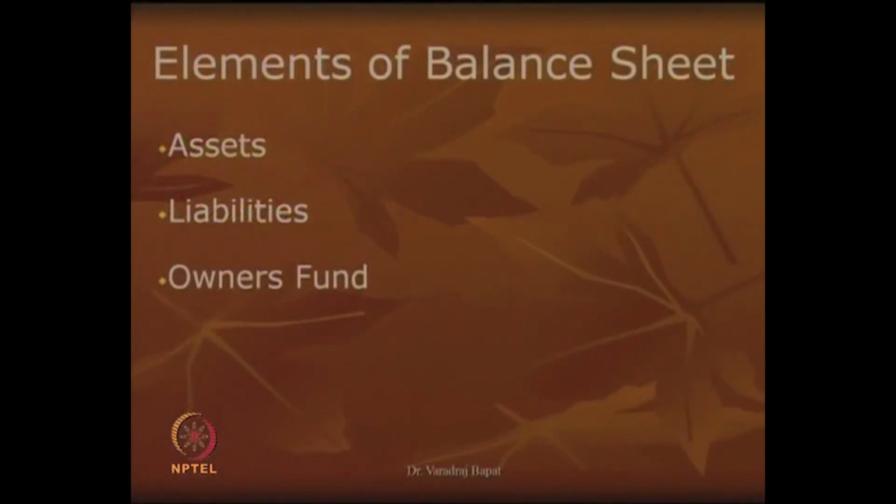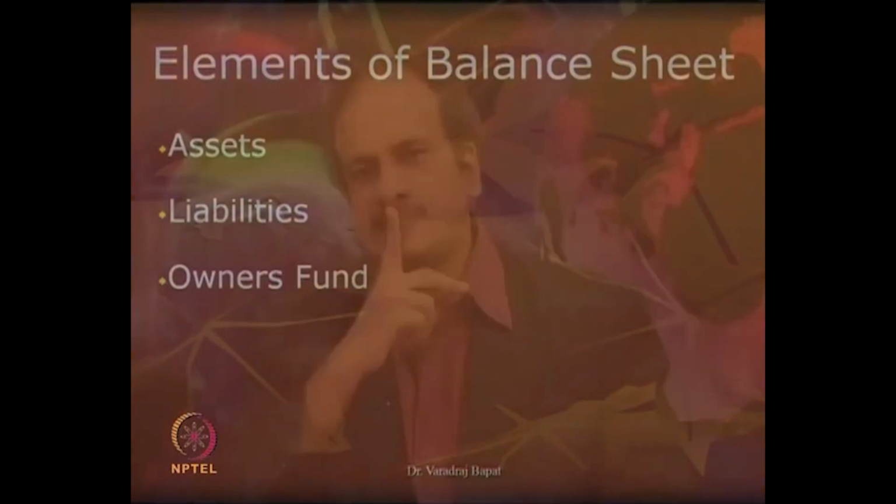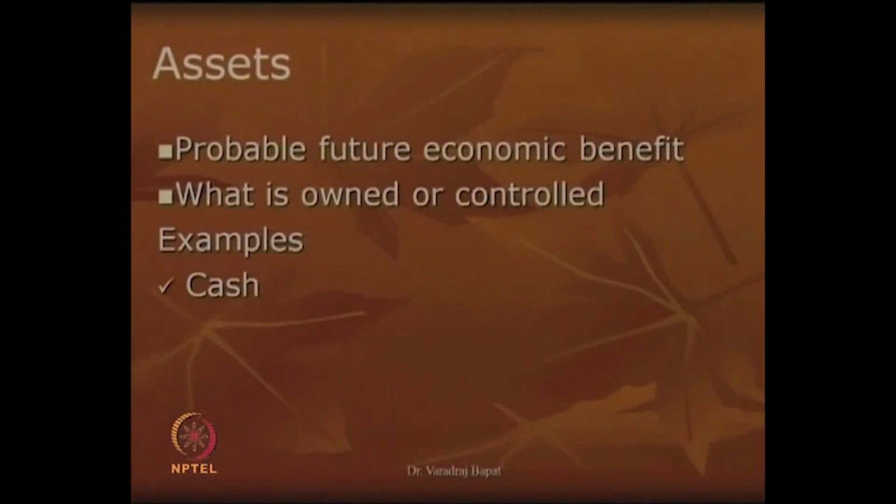Broadly speaking, you can see that the balance sheet has 3 types of items. There are assets, there are liabilities, and there are owners' funds. Now, what is an asset? To define an item as an asset, certain things must be satisfied. First, it should have some probable future economic benefit, and you can only record those assets which are owned or controlled by an entity. One example I have shown you here is cash. Obviously, cash is one of the important assets.